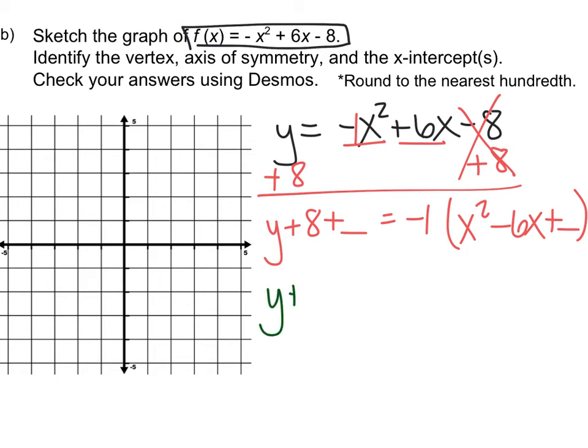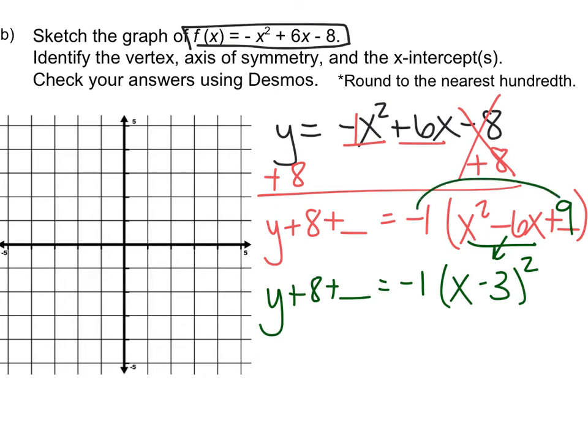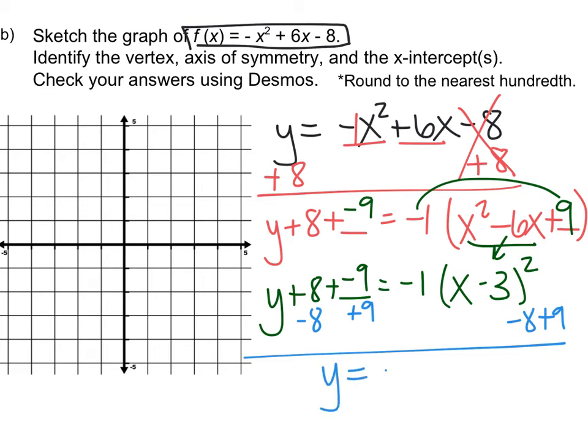Okay, so we have y plus 8 plus something equals negative 1. And then we can complete our square here. So this would be x. Half of negative 6 is negative 3 squared. Negative 3 squared is 9, and then 9 times the negative 1 that we factored out is a negative 9. So we're adding negative 9 to both sides. And then to finish up, we can move the 8 by subtracting it, move the 9 by adding it. That gives us y equals negative 1 times x minus 3 squared, and then negative 8 plus 9 is a positive 1.